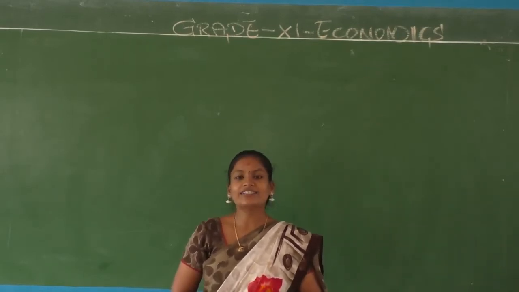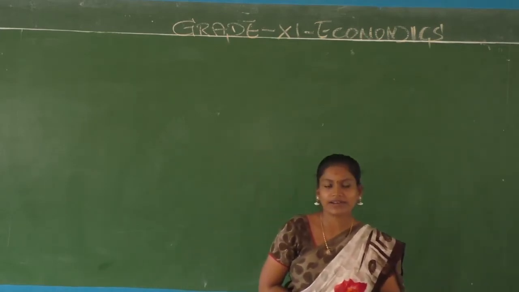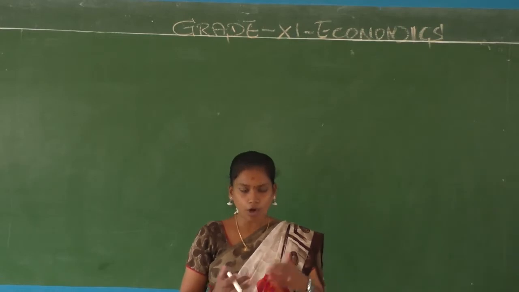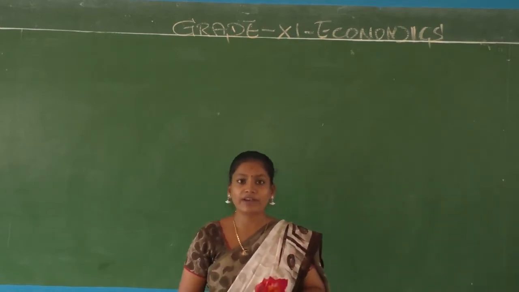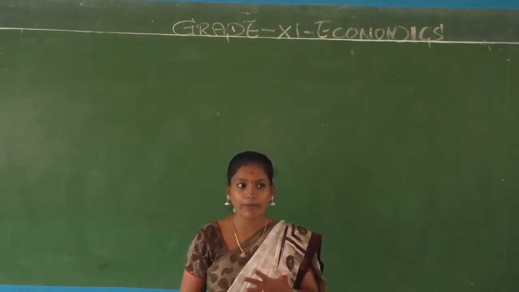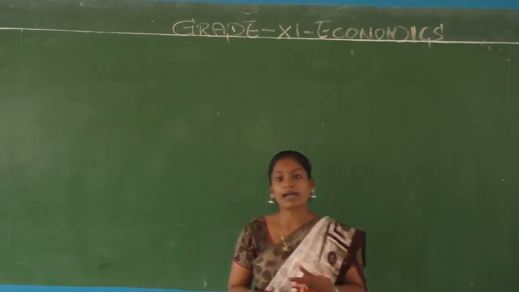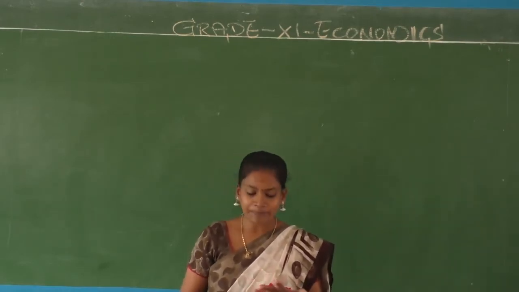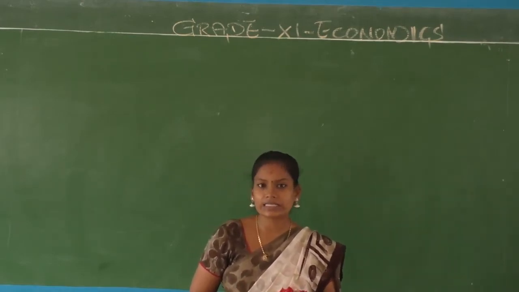All again in grade 11 economics, right? In the previous video session, we talked about the books meant for grade 11. We have Statistics for Economics, which is Part A, and Introductory Microeconomics, which is Part B. So we're going to start with Statistics for Economics.